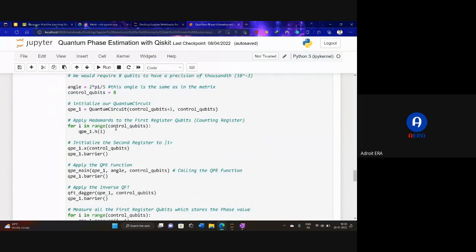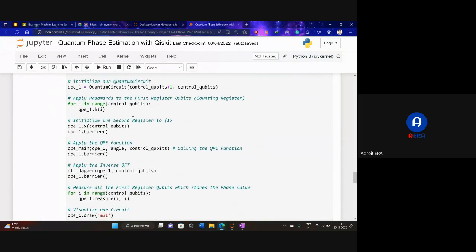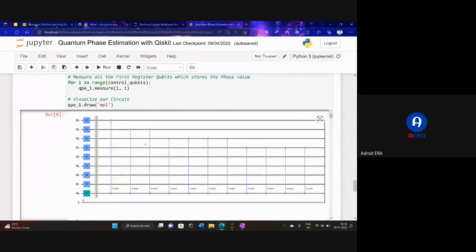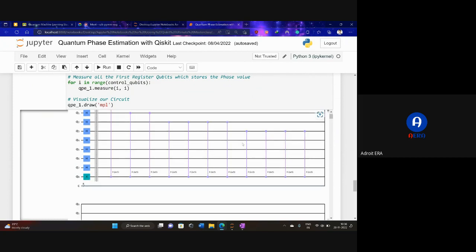So we apply Hadamards, we initialize a circuit, and then we apply the QPE function. We initialize the second register to eigenstate 1. And once we do, you can see this is U^(2^0). This is U^(2^1). 2 to the 1 is 2, right? Therefore 2 times U squared, 2 squared is 4, right? So 4 times CP, as you can see, repetitions. And then look at this, U^(2^3). This will be 8 times. Look at this, 1, 2, 3, 4 here and below.